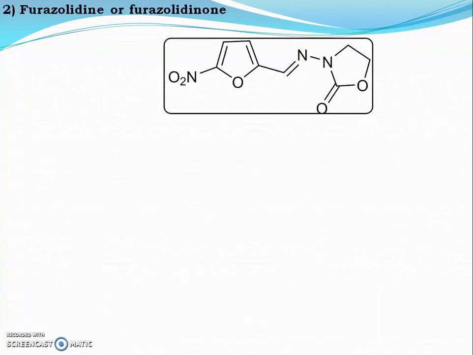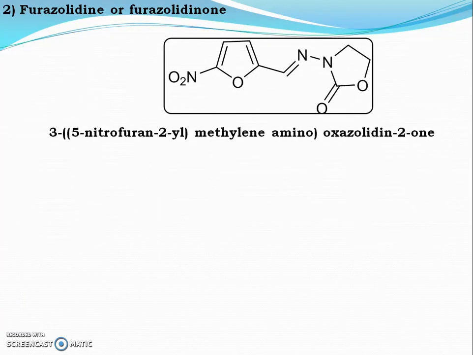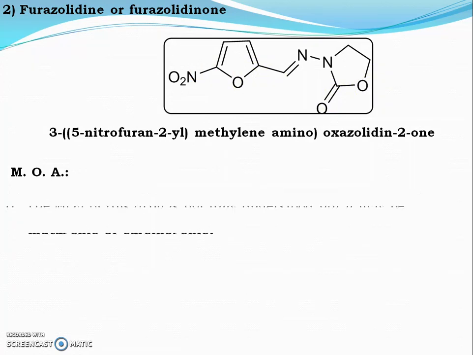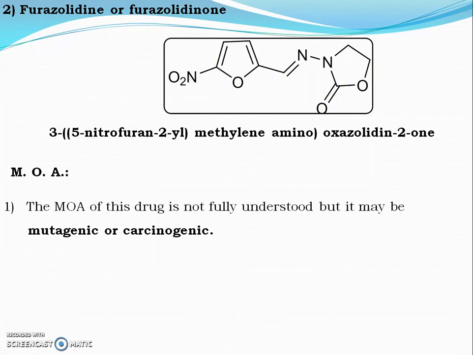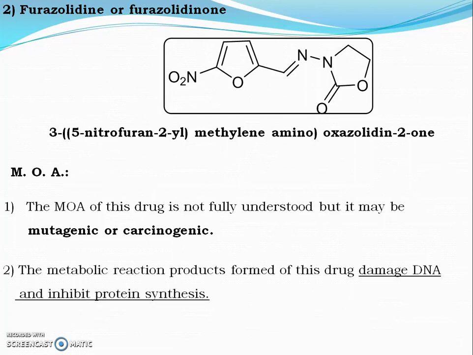The next example is furazolidine or furazolidone. The IUPAC nomenclature is 3-[(5-nitrofuran-2-yl)methylene amino] oxazolidin-2-one. This drug's mode of action is not fully understood, but it may be mutagenic or carcinogenic. The metabolic reaction products of this drug damage the DNA and inhibit protein synthesis.